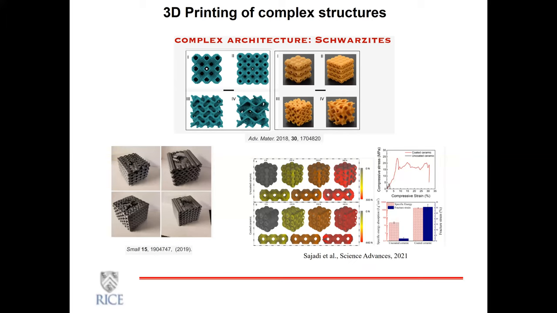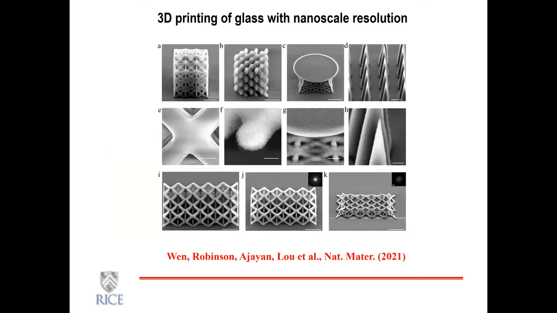I think essentially the only way, in a bottom-up approach, that you can think of to build these architectures is through things like 3D printing. Of course, what you're seeing is not to scale. This is polymer at a much larger scale because today's 3D printing cannot achieve nanoscale resolution, unless you go to specific techniques like two-photon polymerization, where people have been able to create very, very small features in 3D printed structures.